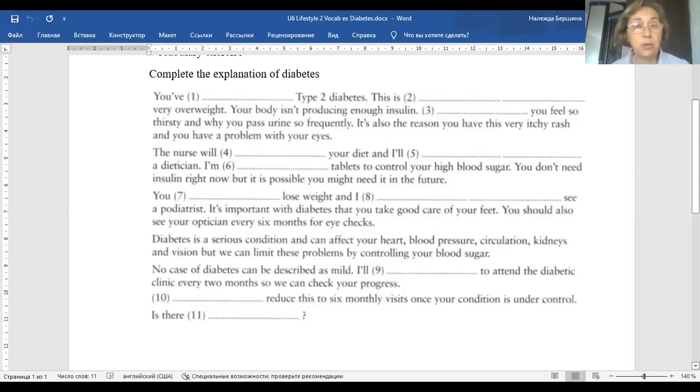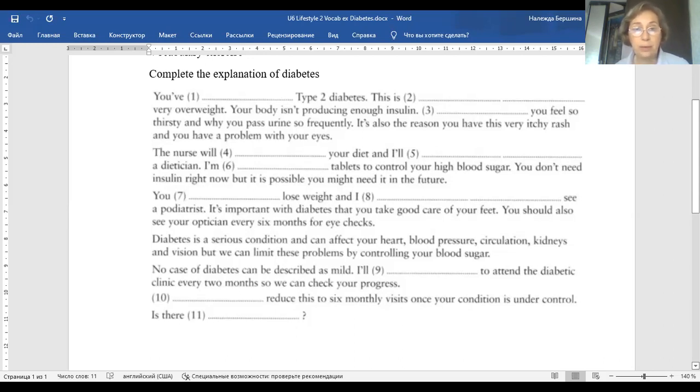Tala, what do you suggest to use here? I think I will put "have you feel". Have you feel so thirsty and why you pass urine so frequently? But it's not a question. This is why you feel so thirsty. Exactly. You explain, you give the reason. This is why you feel so thirsty. Okay.